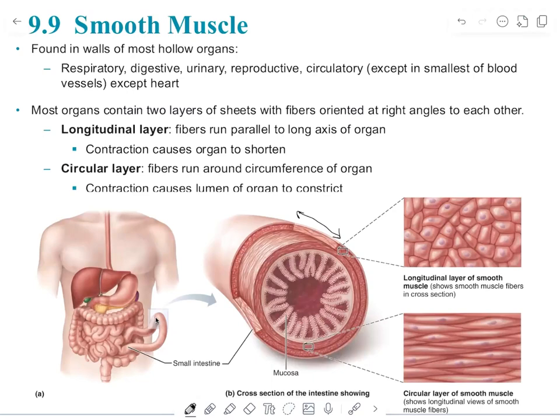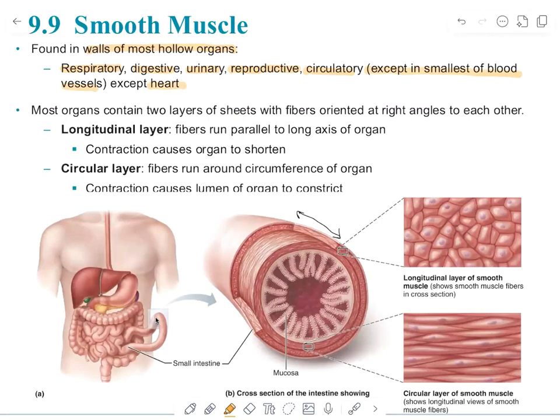The last part of this chapter is on smooth muscle. And remember, smooth muscle is located in the walls of most hollow organs. It's in the respiratory tract, digestive tract, urinary tract, some of the reproductive system, like the uterus. It's also in the circulatory system, except in the small blood vessels called capillaries, as well as the heart.